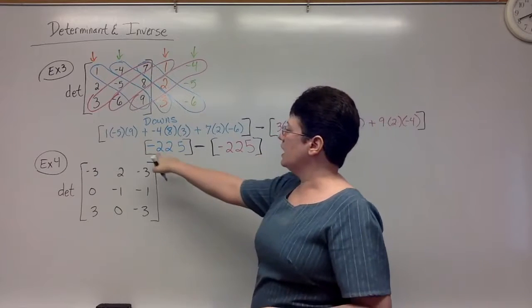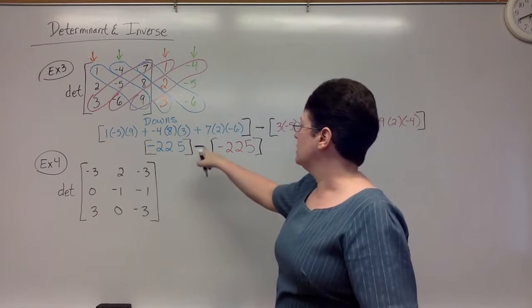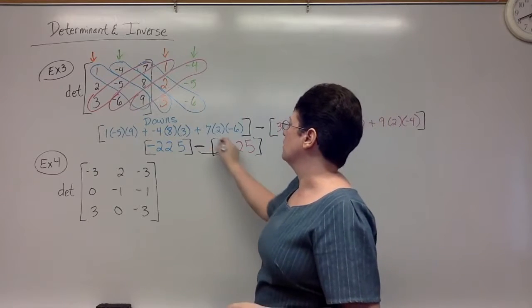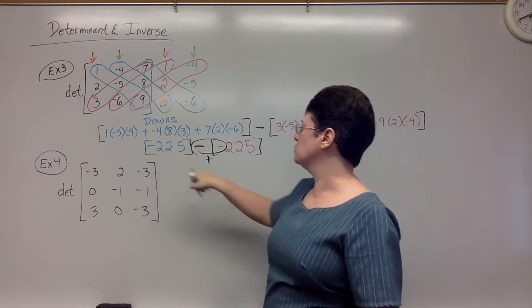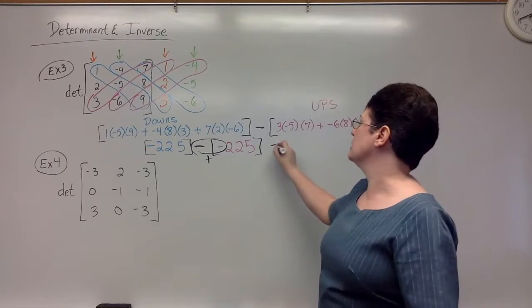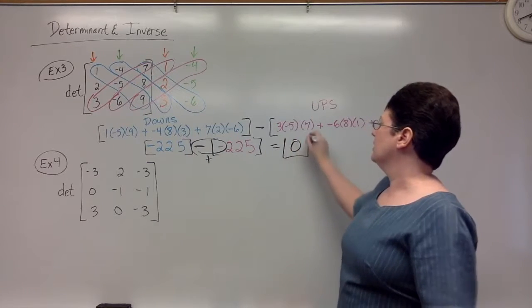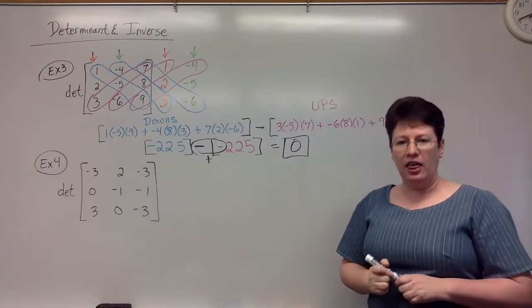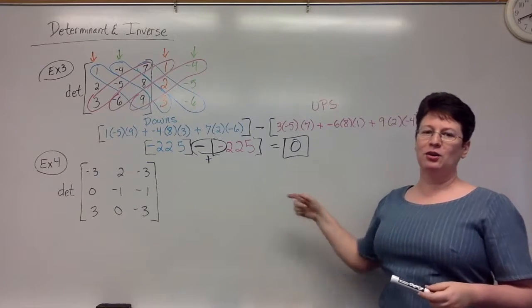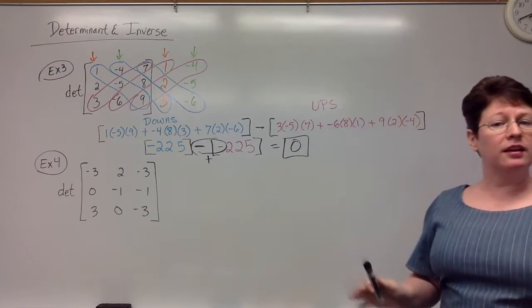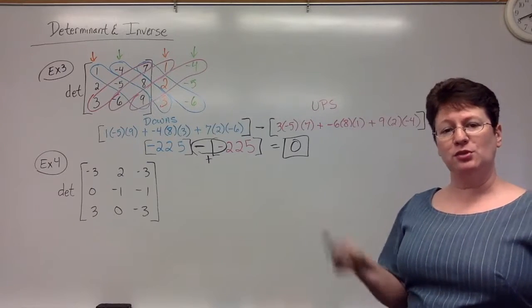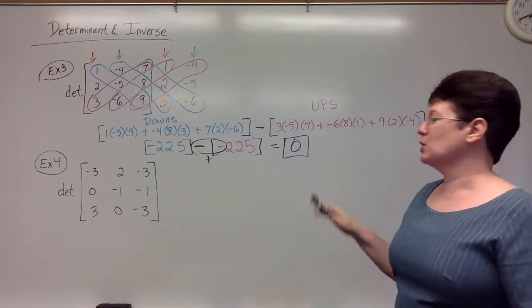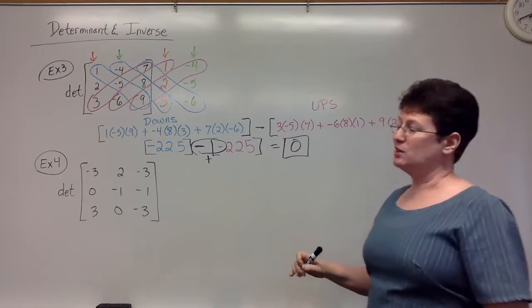So now I have -225 minus a -225. Well, two negatives cancel, make a positive. So I have -225 plus 225, which equals 0. All that work for nothing. Yes, all that work for 0. But that's okay, because we have another example. We're going to do the exact same thing. We're going to do our downs, we're going to do our ups, and we're going to get our determinant. And they're not always 0.